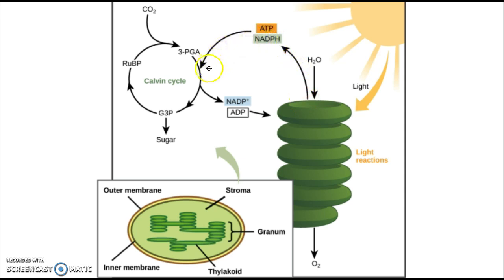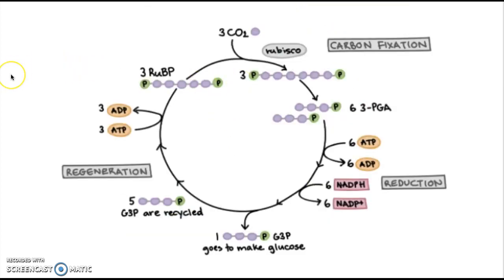NADPH and ATP are going to go over into the Calvin cycle, and that takes place in something called the stroma, which is like the cytoplasm of the chloroplast. Right, so looking into that in a little bit more detail, really ultimately what we have here is carbon dioxide entering, and this carbon is going to go through a cycle.